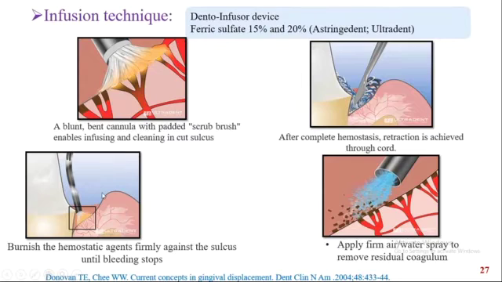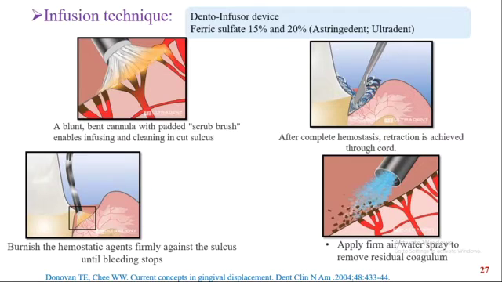Firstly, an infusion brush impregnated with the hemostatic agent is moved 360 degrees in the gingival sulcus. After the hemostasis is achieved, the retraction cord with the ferric sulfate solution is placed, and after a period of 1 to 3 minutes, air-water spray is applied to remove the residual coagulum.